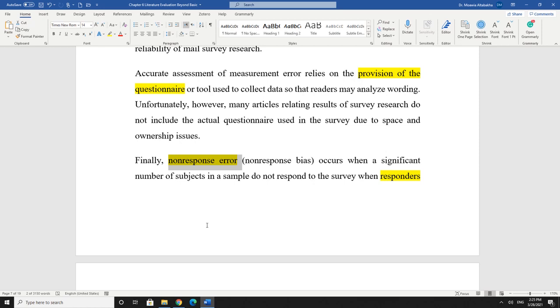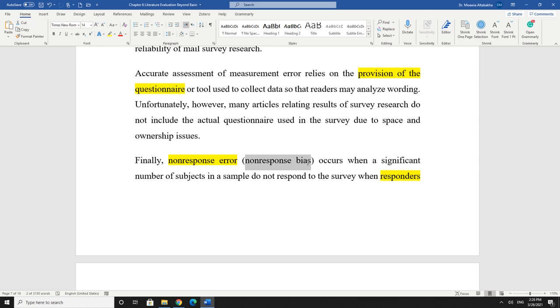So if she finds, for example, that 70% of people do not want to participate in the survey and only 30% participated, that causes what we call non-response bias. This means that if those who said no had participated, they might have changed the data significantly. So when you have a large percentage of non-responders, you will have a problem in your data.